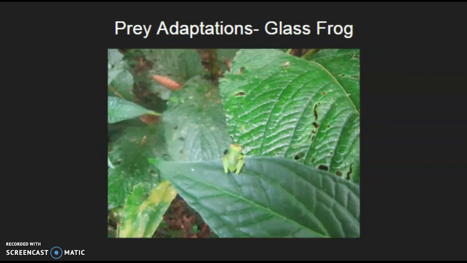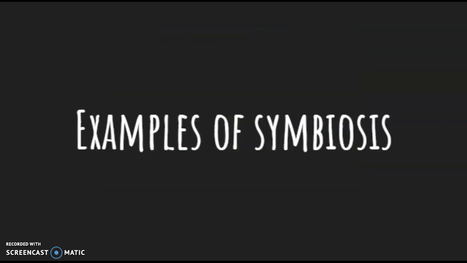Another cool prey adaptation would be another kind of camouflage. This is called a glass frog, which is actually clear, and it becomes whatever color it's on. In this case, it looks more green because it is on a green leaf. They can adapt and change how well they hide because they're clear. So that's pretty cool. Now we're going to get into our examples of symbiosis.